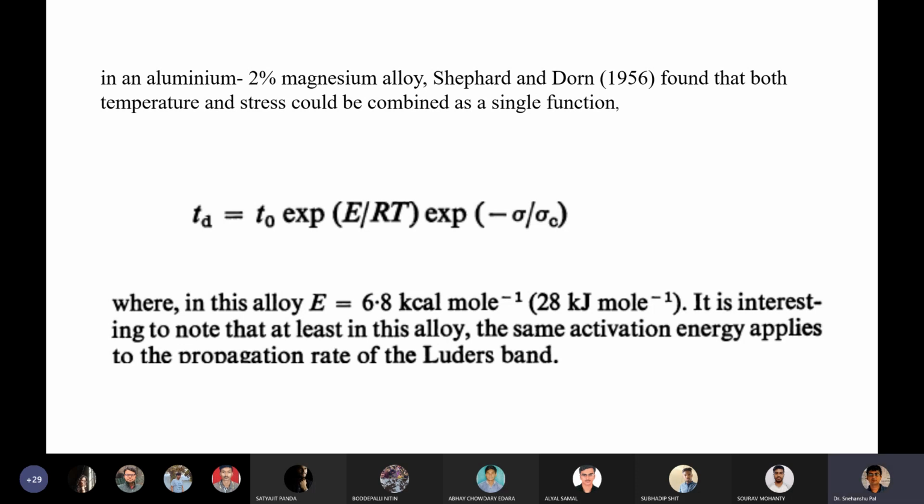Time delay, and then you find out the activation energy barrier that is quite related to the propagation rate of Lüders bands. They are related. That is a very interesting thing.